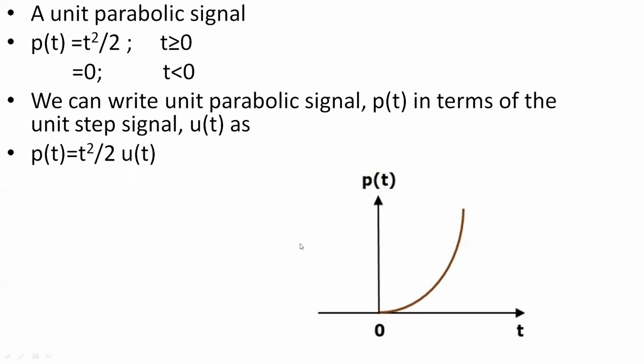Then the unit parabolic signal, p(t), is defined as p(t) equal to t square by 2 for all values of t greater than or equal to 0, and for t less than 0, p(t) is equal to 0. This is a parabolic. We can write the unit parabolic signal p(t) in terms of the unit step signal as t square by 2 times u(t).